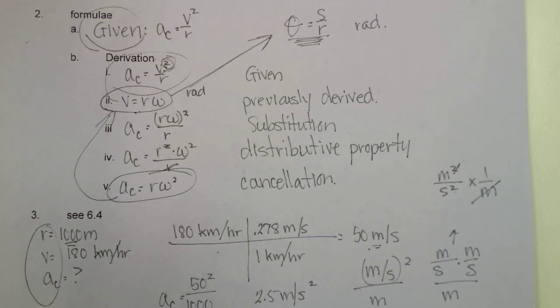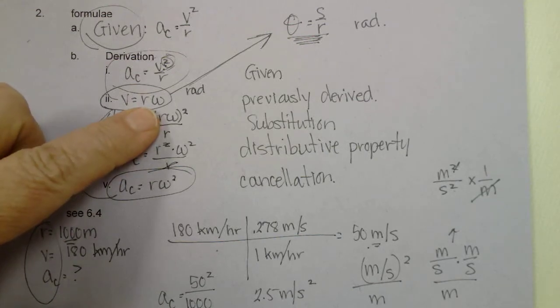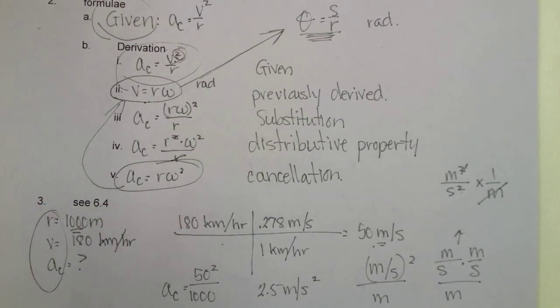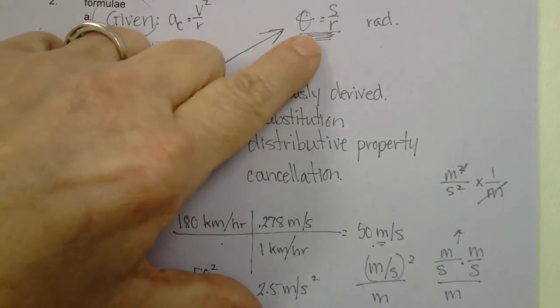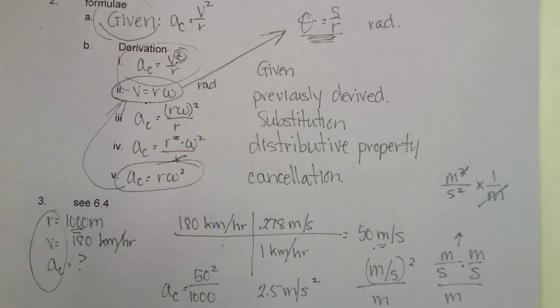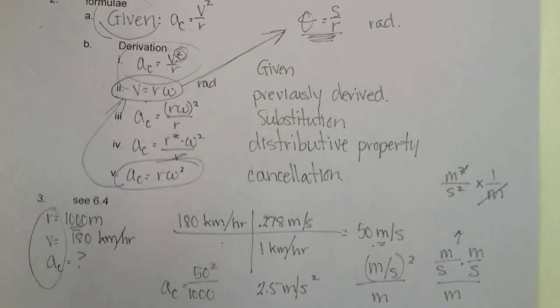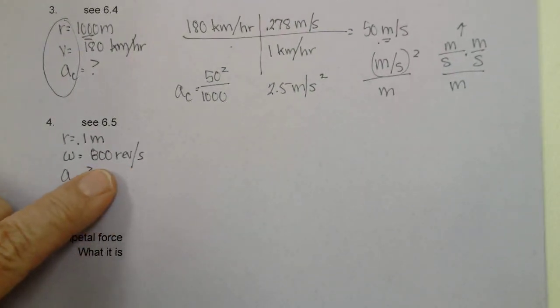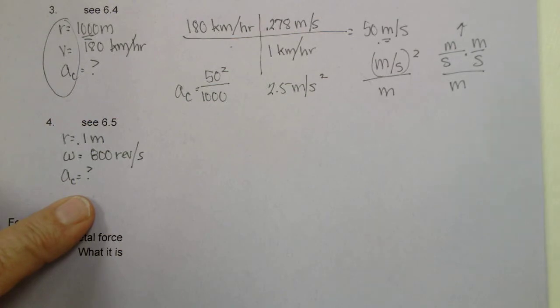I have to be in radians. Let me say that again. To use v is equal to r omega, gotta have radians. To use a sub c is equal to r omega squared, gotta have radians. To use theta is equal to s over r, gotta have radians. Do you get the feeling that really when you're using these formulas, just use radians because you can't go wrong if it's in radians. So we're going to have to convert our 800 revolutions per second to radians per second.